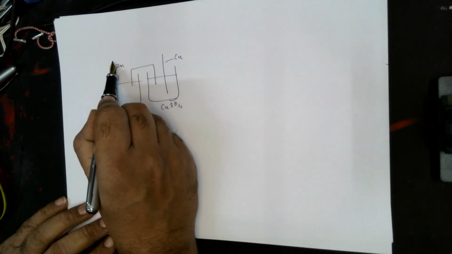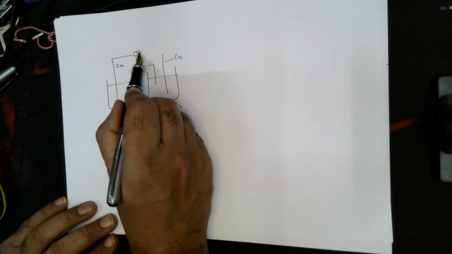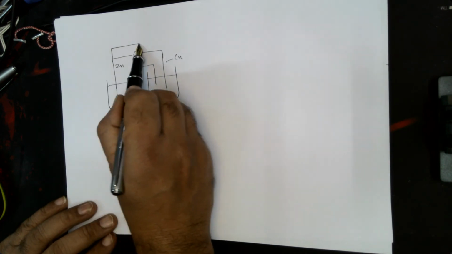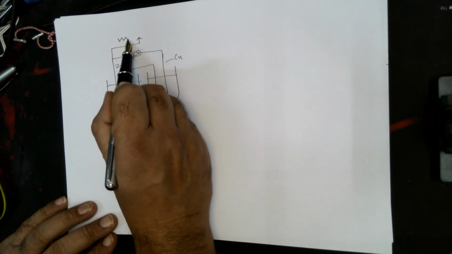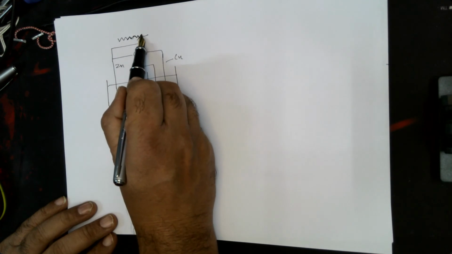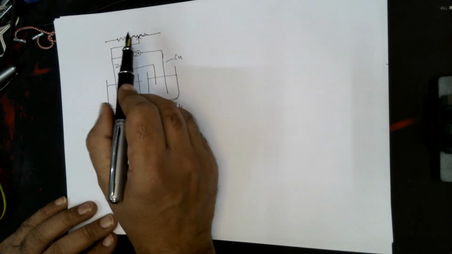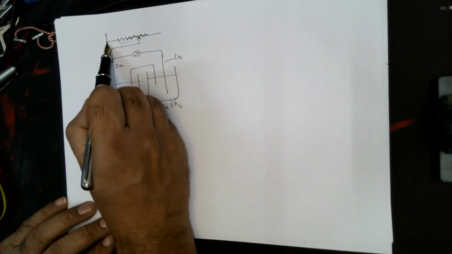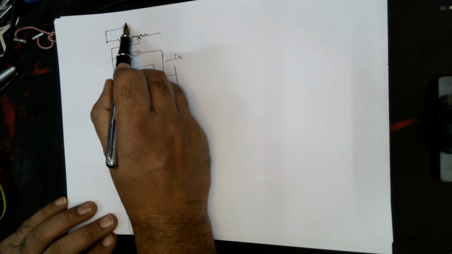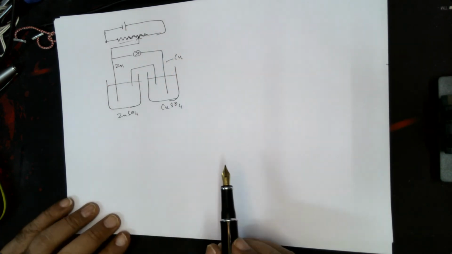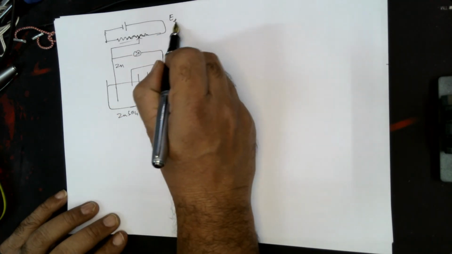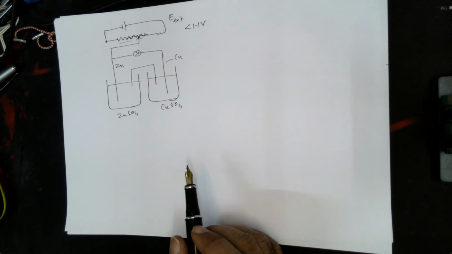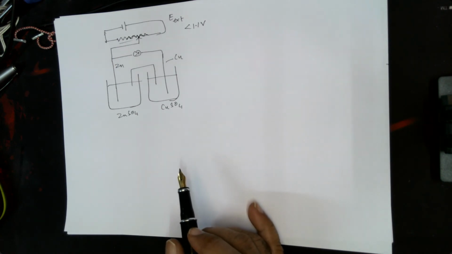Now I am connecting this through a voltmeter, and let me connect here to a rheostat like this. This is the rheostat. This is the jockey arrangement where we can fix the various resistance also, and thereby you can change the potential. And let me give the negative potential here and positive potential for the electrode like this. And let me say the external EMF is less than 1.1 volt.